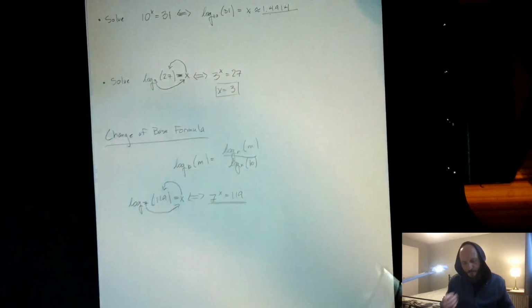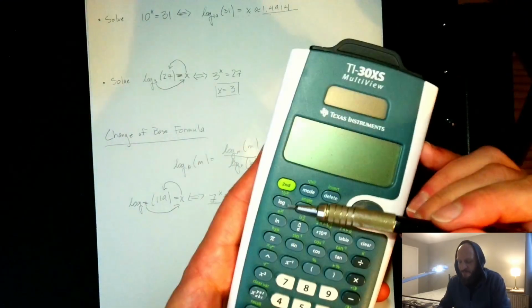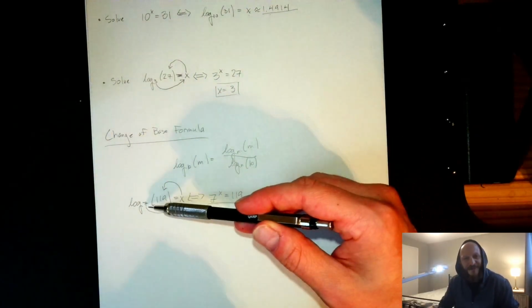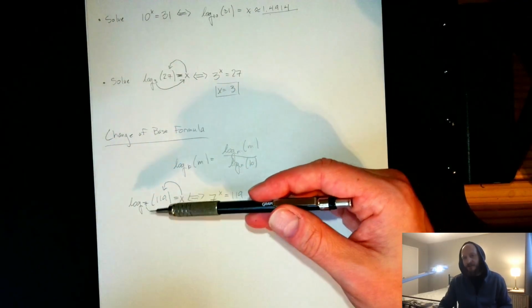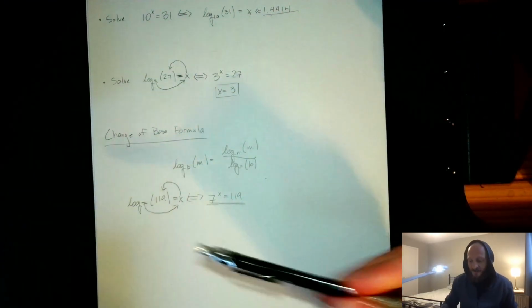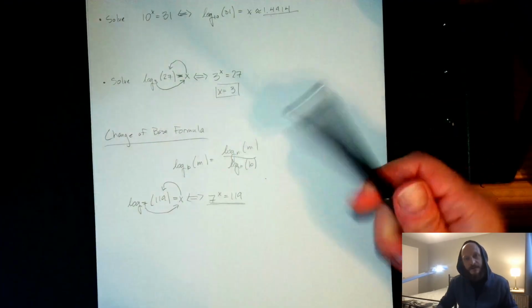And again, remember, the reason that we need to use the change of base formula is that most calculators only have buttons for log base 10 and log base e. I don't have a button for log base 7, so I can't just plug this into my calculator and figure out what is log base 7 of 119. I need to rewrite this so that it's either a ratio of log base 10 or log base e.